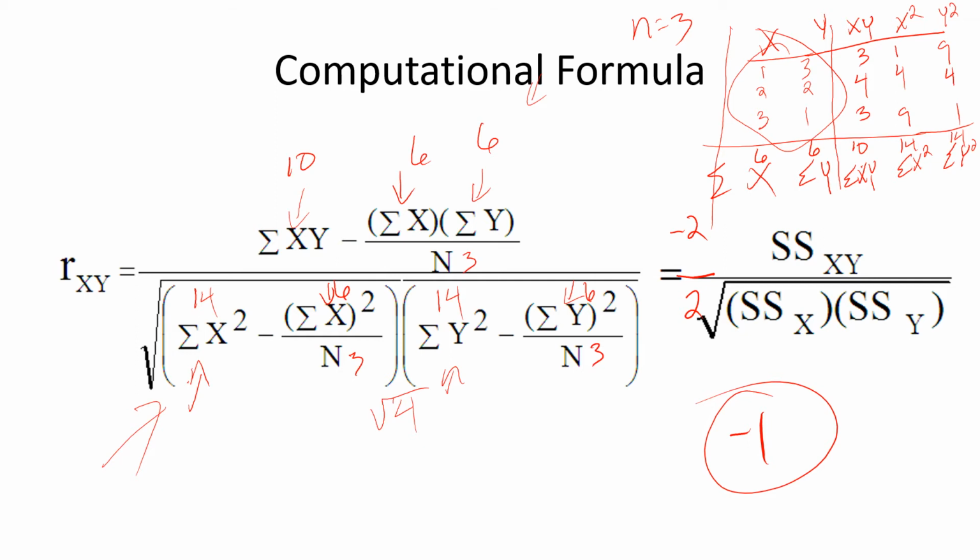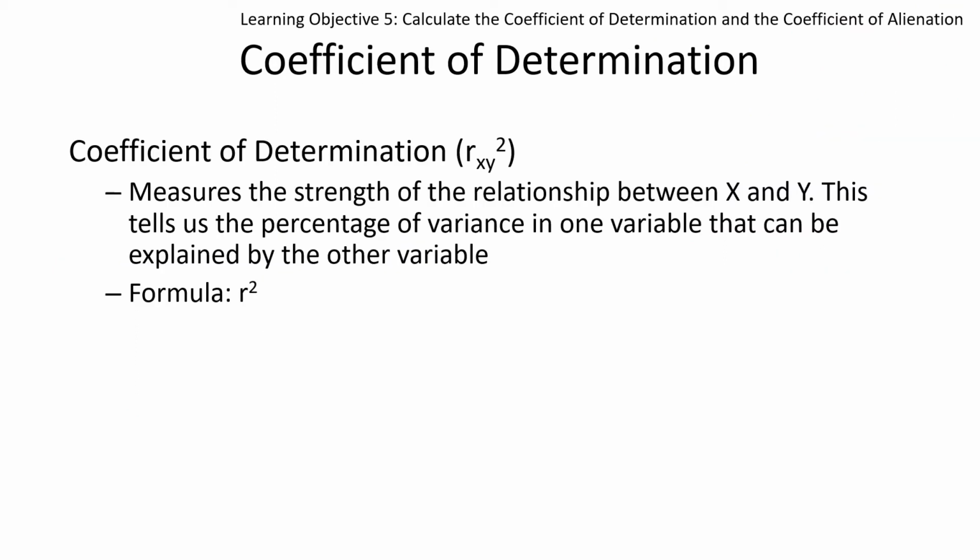So now that we've got R, the next step is to get R squared. R is our correlation coefficient. R squared is our coefficient of determination. And the coefficient of determination is essentially a measure of the relationship between x and y. It tells us specifically the percentage of variance in one variable that can be explained by the other variable.